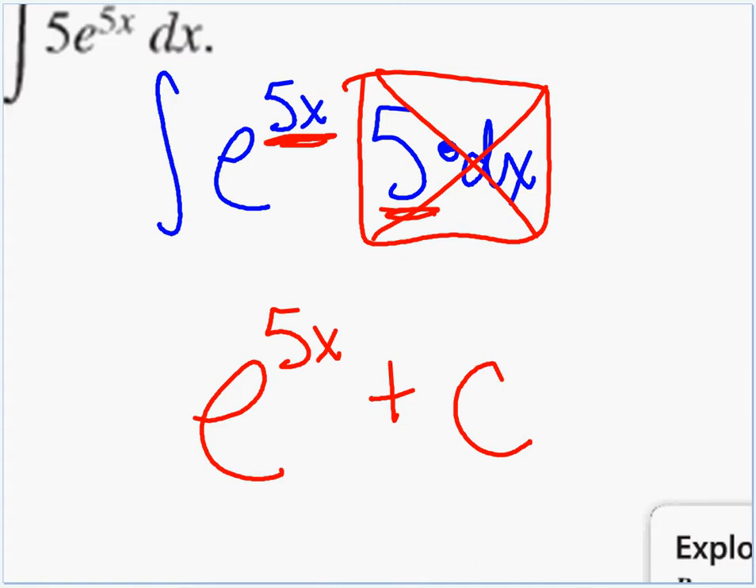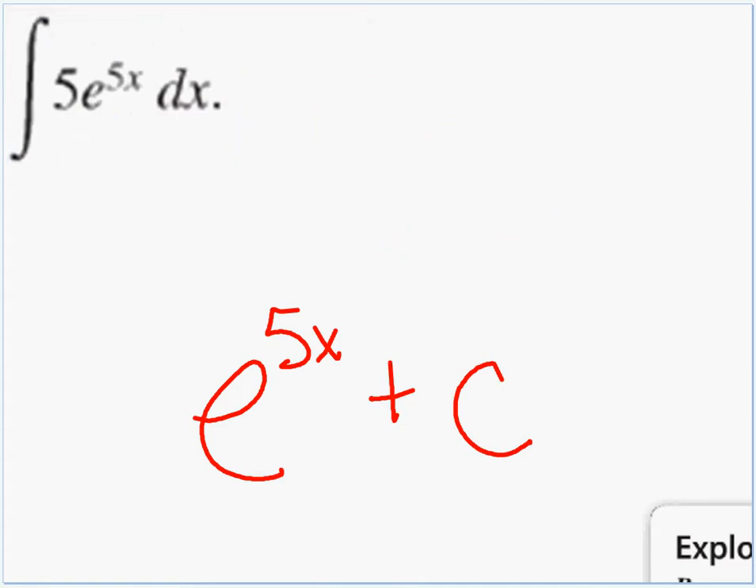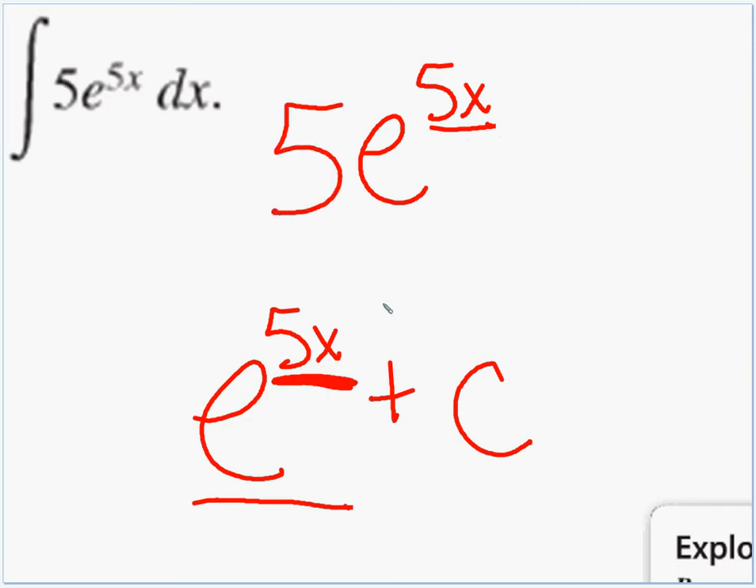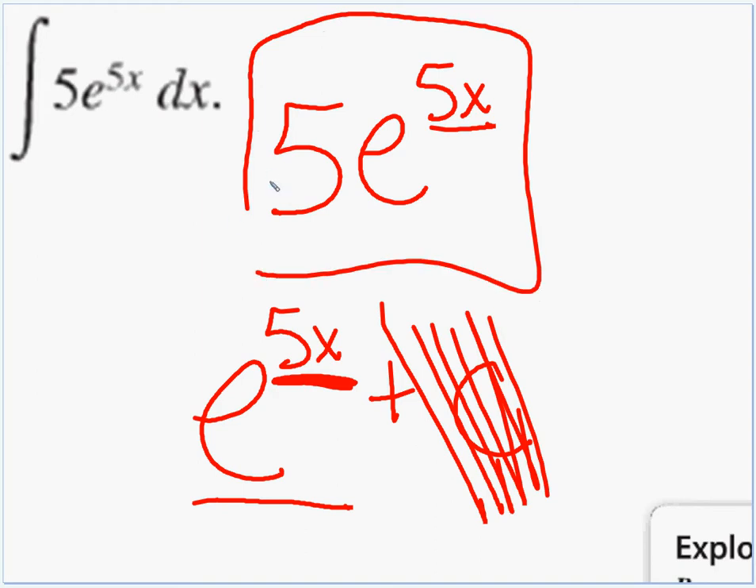Now let's see if we derive this. We should get back to where we started. So what is the derivative of e to the 5x? Well, that's e to the 5x. But since that's more than x, we've got to satisfy the chain rule. What is the derivative of 5x? Well, that's 5. And then the constant, no matter what it is, will derive away. So we are back to where we started. So that is the correct answer, 5e to the 5x.